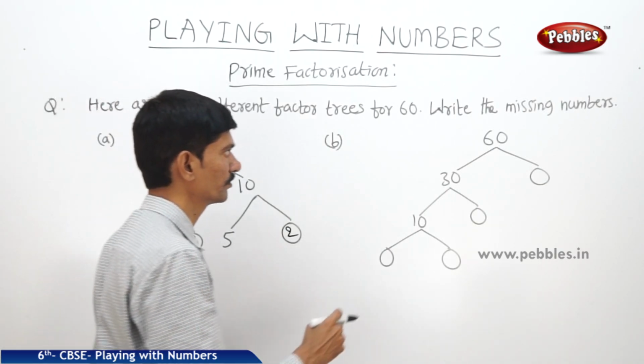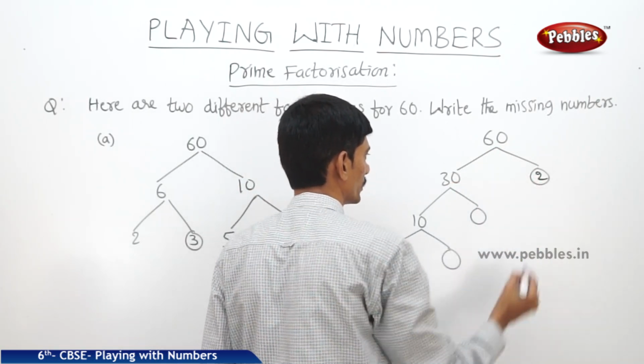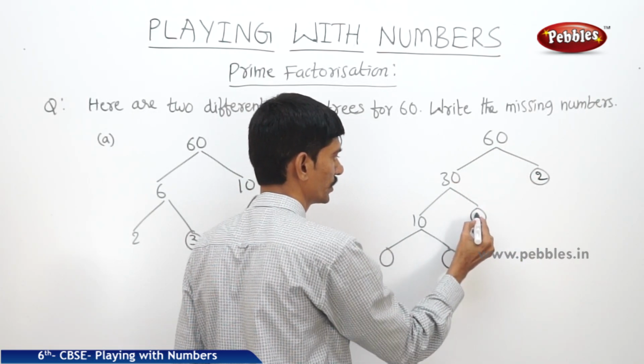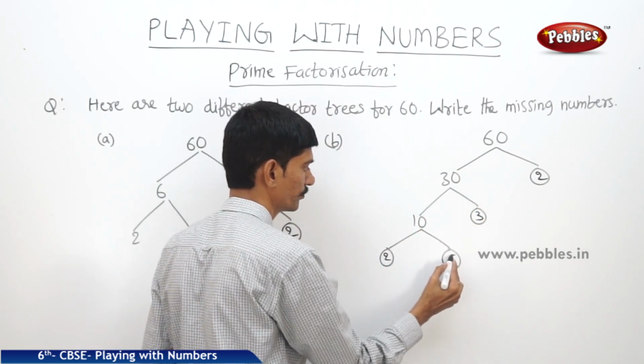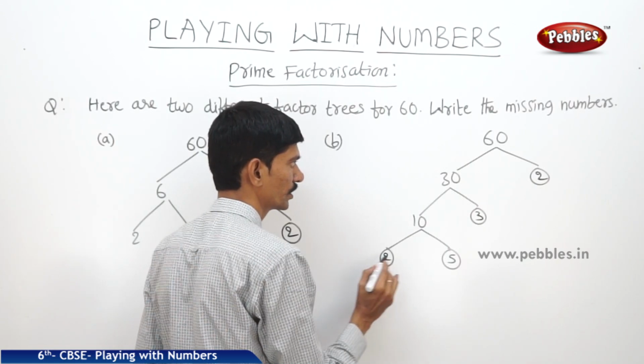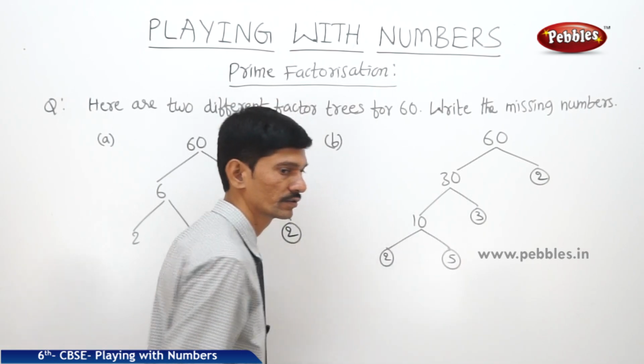Next, in the second way, 60 can be written as 30 into 2. Then 30 can be written as 10 into 3, 10 3s are 30. And 10 can be written as 2 into 5 or 5 into 2. So the missing numbers are 2, 3, 2, 5.